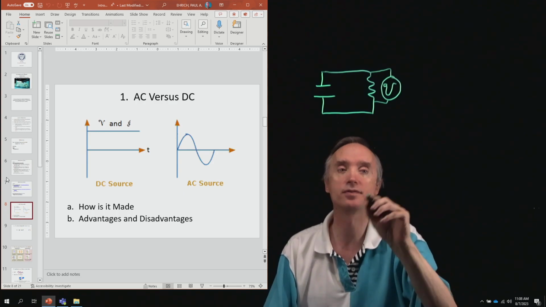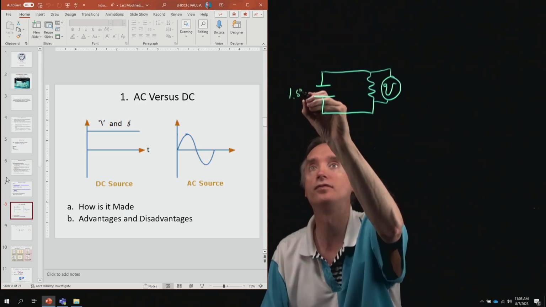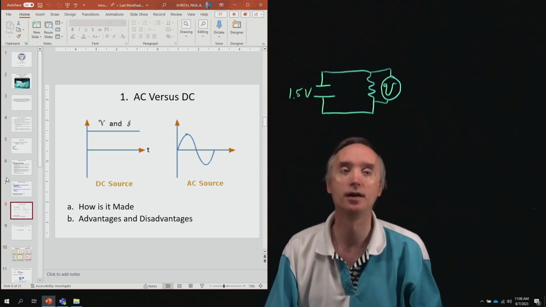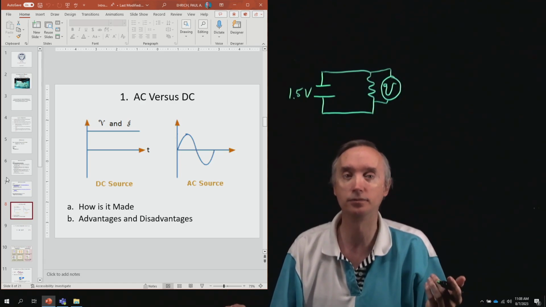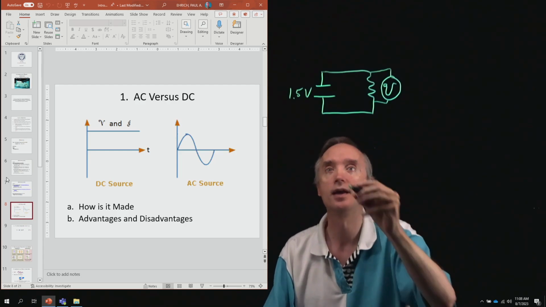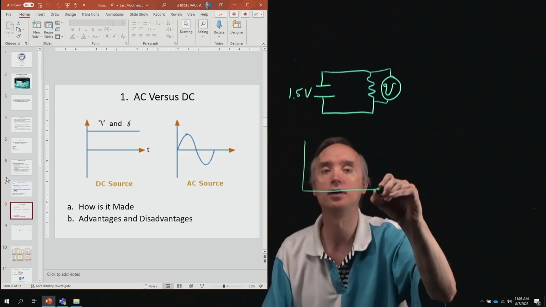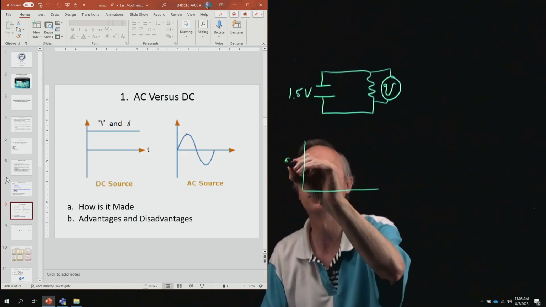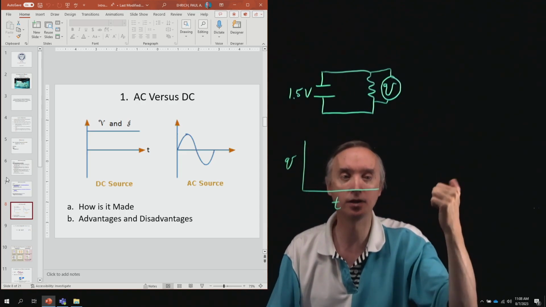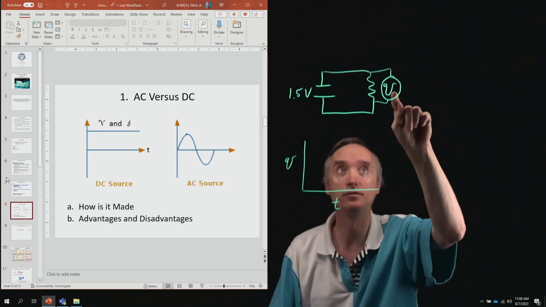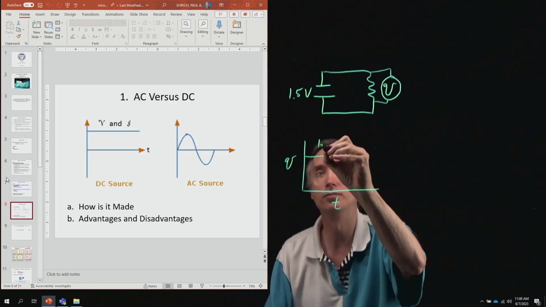Now let's just say, for the sake of argument, that this is a 1.5 volt battery. And then we take our voltmeter and we measure the voltage across the resistor. What's it going to be? 1.5 volts. And we could even get out a stopwatch. So we could make a graph of the voltage over here versus time. And then as soon as we click our stopwatch, we measure the voltage on the voltmeter, and it would turn out to be 1.5 volts.